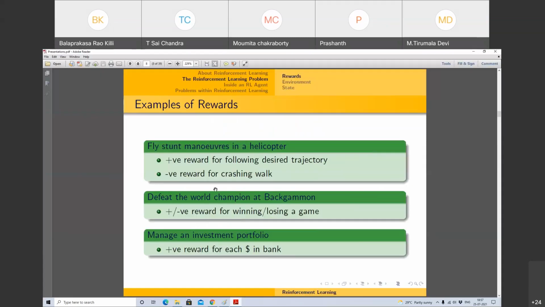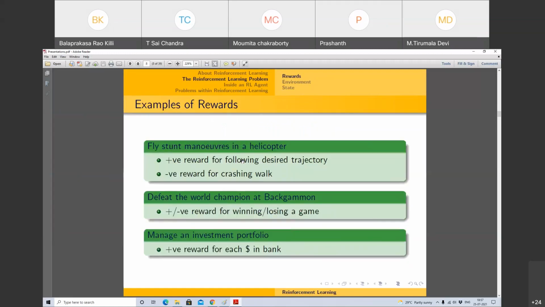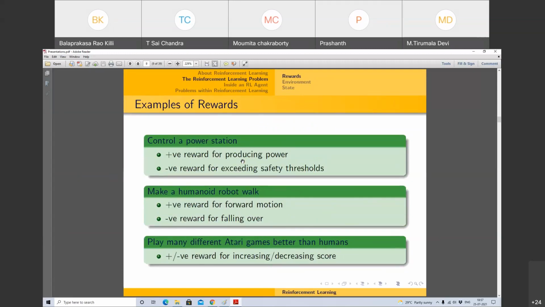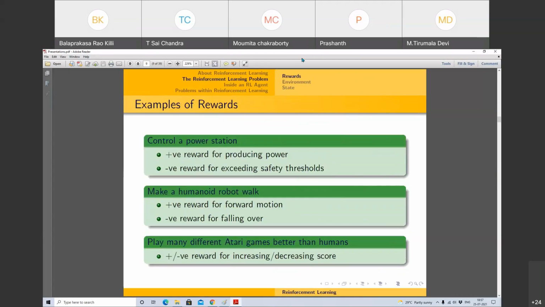Similarly, the same thing works with other examples also. I will share the slides, and you can go through these things. You can convince yourself that you take any reinforcement learning problem, and the goal of that problem can be equivalently described using maximization of cumulative reward. Any questions so far about rewards and how we are using cumulative rewards for describing the goal? No, sir.